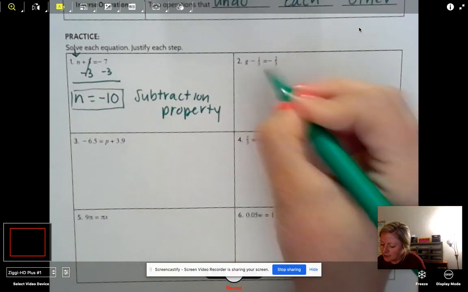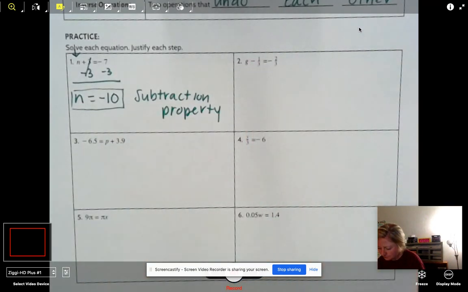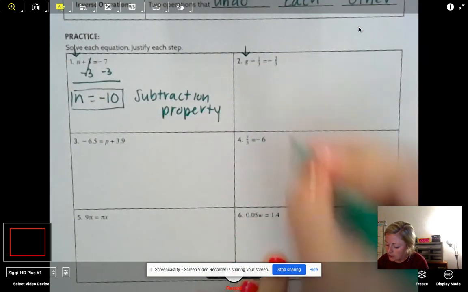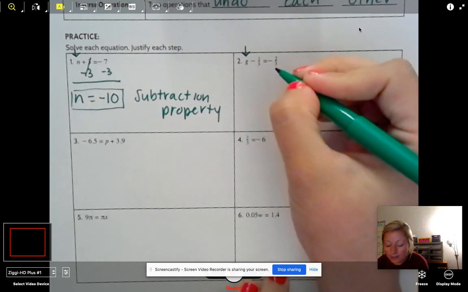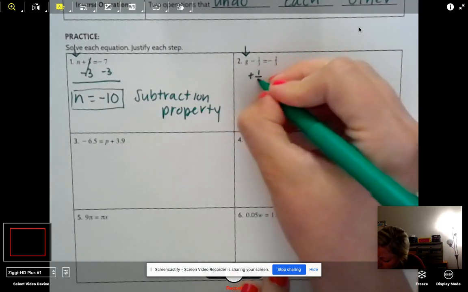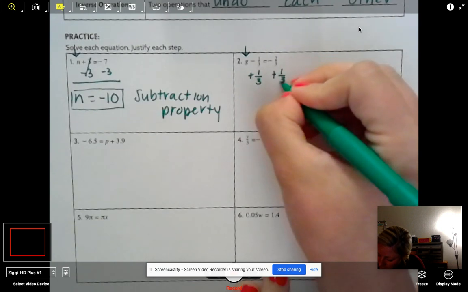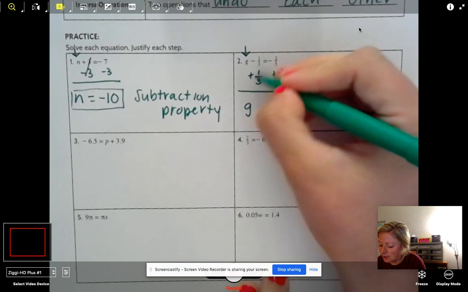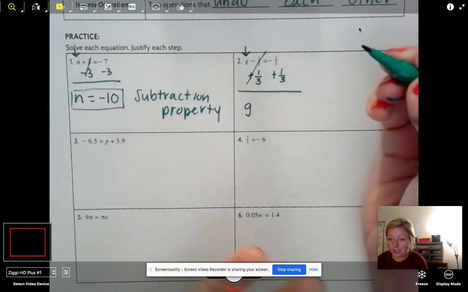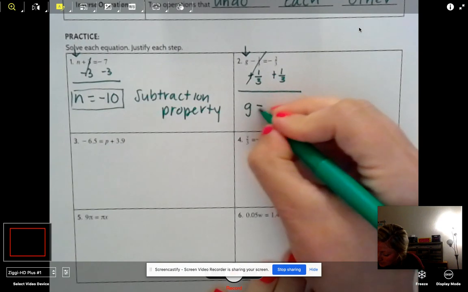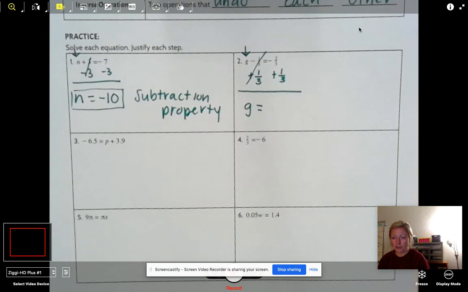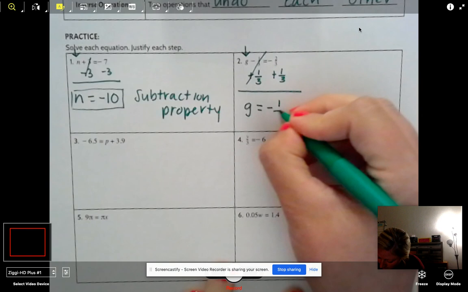So g minus a third equals negative 2/3. Again, our goal is to get g all by itself. So how do I undo minus a third? We are going to add a third. But again, do it to both sides. So I'm going to drop down my g, negative a third plus a third, it goes away. If that doesn't happen, we did something wrong. Now what's negative 2/3 plus a third? You should get negative 1/3.